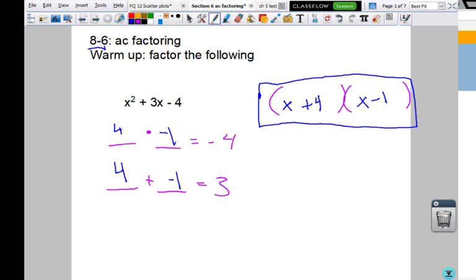Alright. So what we're going to be doing today is essentially the same thing, but it's going to be more complicated.